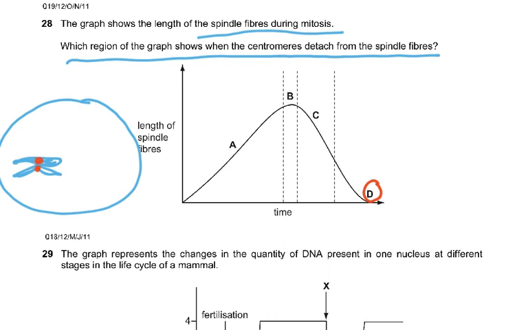The graph shows the length of the spindle fiber. The spindle fiber is attached here. Let me give another color to the spindle fiber. This is the spindle fiber. As they move to the poles, it will become shorter. And then look at the next stage. They become even shorter.